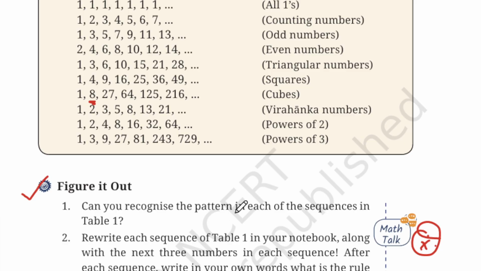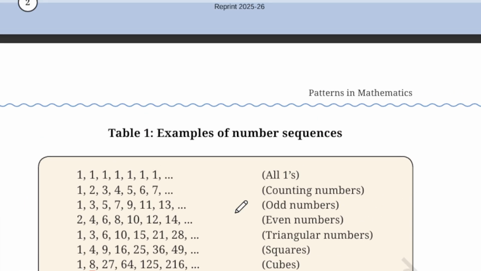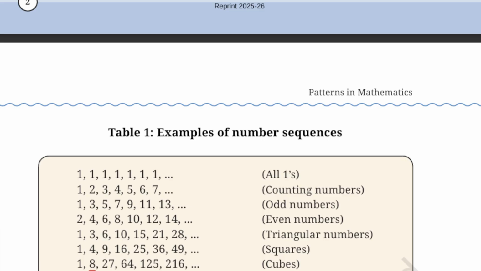So what we will do is I'm going to do it one by one. First is all ones. What is the rule in all ones? There is no rule, so the next 3 numbers would again be 1, 1, 1. The rule is every term is 1, so there is no change in the pattern.